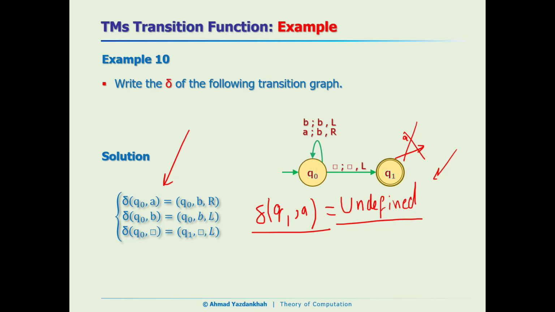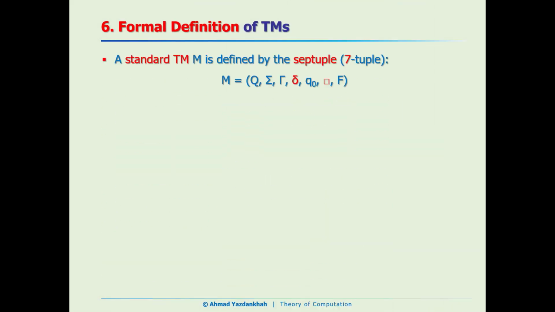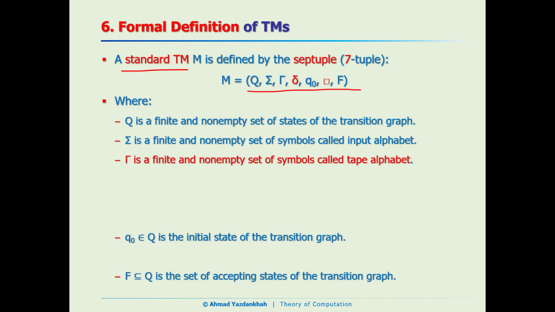Okay, now we are ready for our formal definitions. A standard Turing machine, which is a deterministic one, can be defined by a septuple, or seven-tuple, and most of them are familiar: the Q, the sigma, Q0, and the F. Just to repeat. And we are also familiar with the gamma, which is the tape alphabet. We had this for the PDAs, where it was the stack alphabet, and we will be using the same concept.